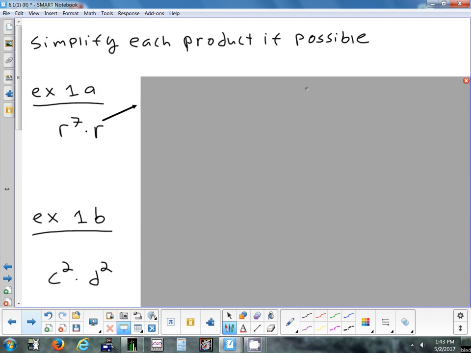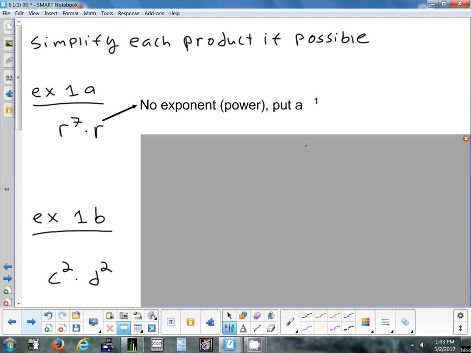All right. Example 1A. Are those bases the same? Yes. What's the base? R. What's the exponent on the first R? 7. Okay. What about the second one? It doesn't have one. It's an invisible 1. Exactly. Whenever there's not a number written, pretend like it's a 1 and put it in if you want.